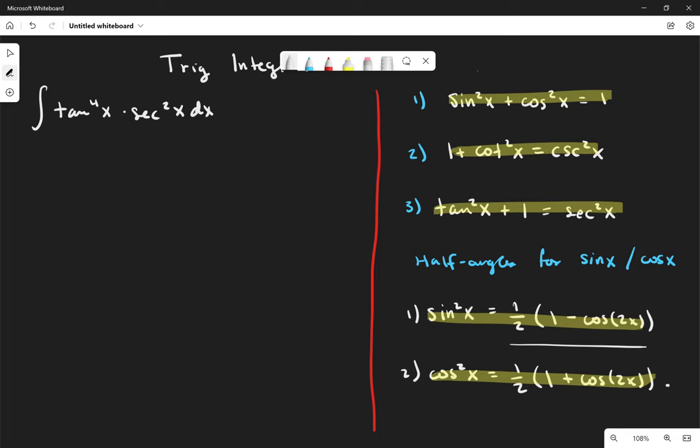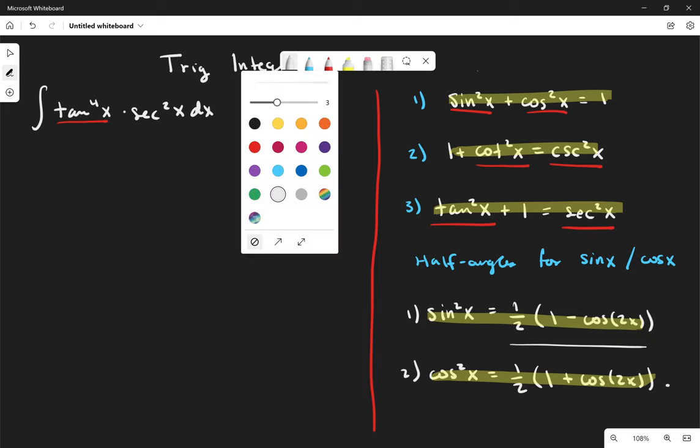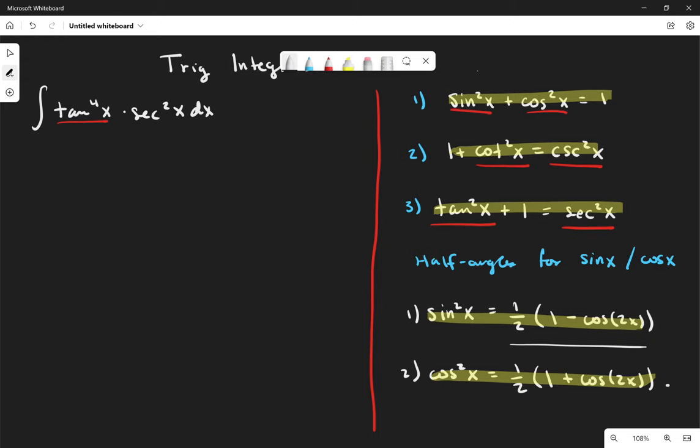So all of the questions from this section are going to be some power of sine times some power of cosine, or some power of cosecant times some power of cotangent, and then some power of secant times some power of tangent. There are two things to do, two methods that you need to know. One of them will be u sub, and one of them will be these sort of power reducing formulas.